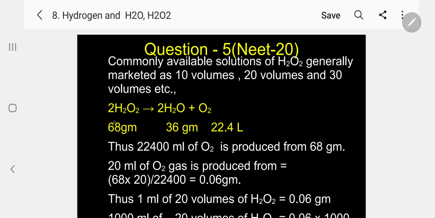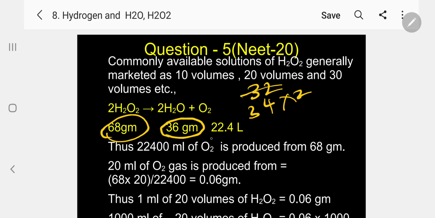In the case of hydrogen peroxide, calculating the molecular weight: oxygen is 32 plus 2, that is 34. For 2 moles, 2 into 34 is 68 gram. The weight of 2 moles is 68 gram. Coming to water, 18 is water, 2 into 18 is 36 gram.